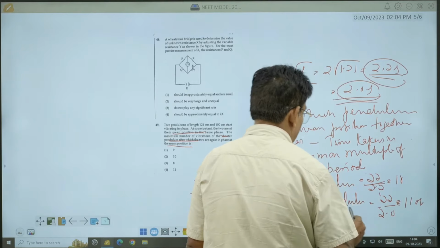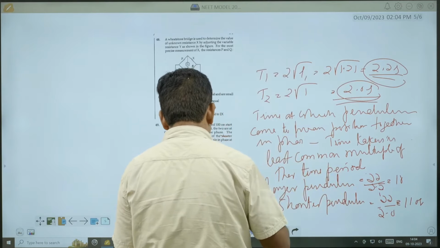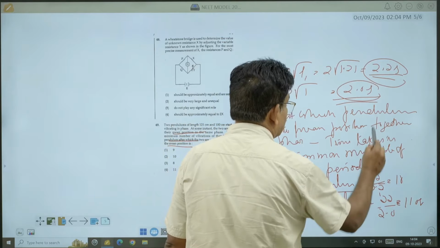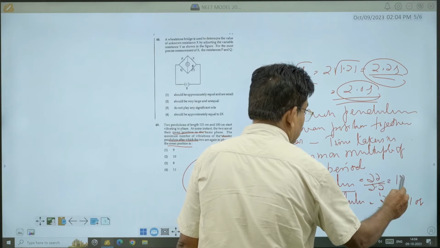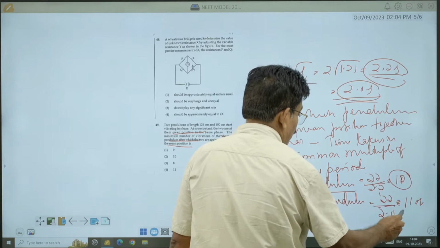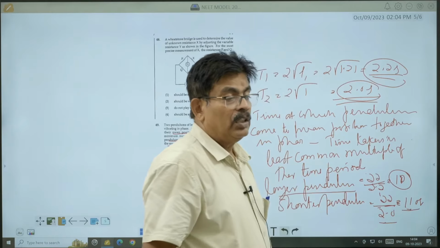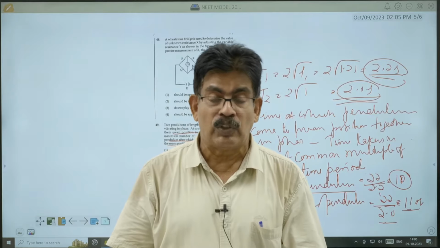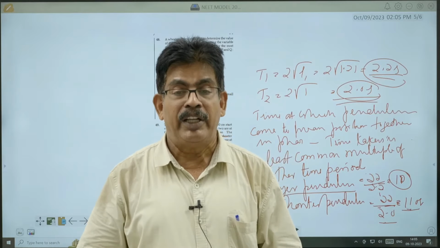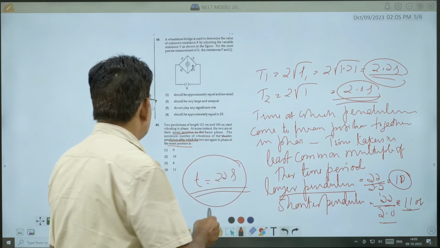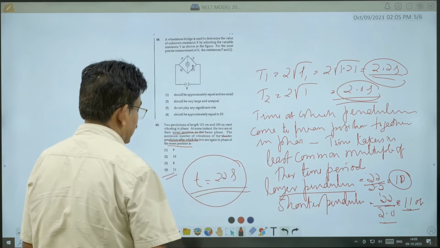I repeat, the least common multiple is 22 seconds. The longer pendulum's period is 2.2, and the number of oscillations made by the longer pendulum is 10. The shorter pendulum makes 11 oscillations. So by the time the shorter completes 11 oscillations, the longer completes 10, and they are again at the mean position for the very first time. So the answer is 4.